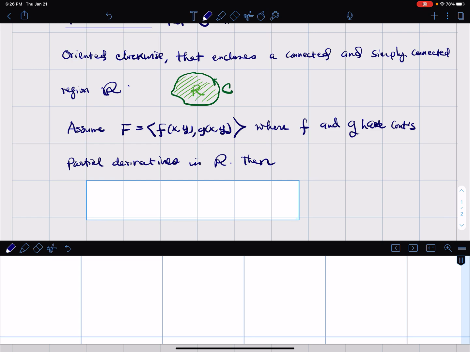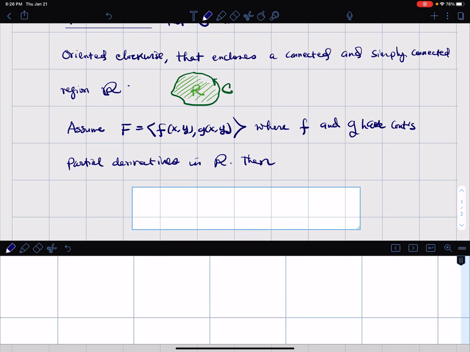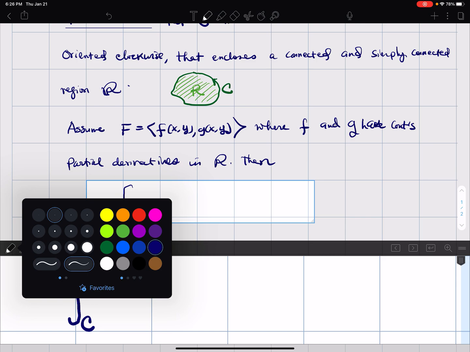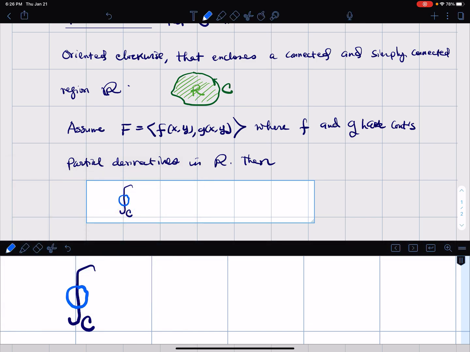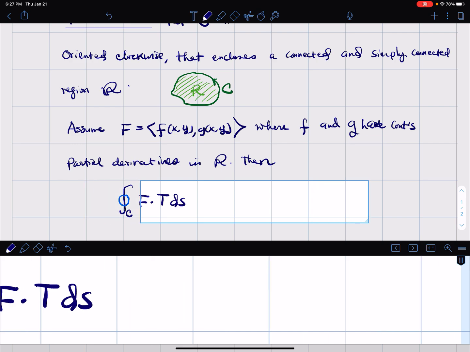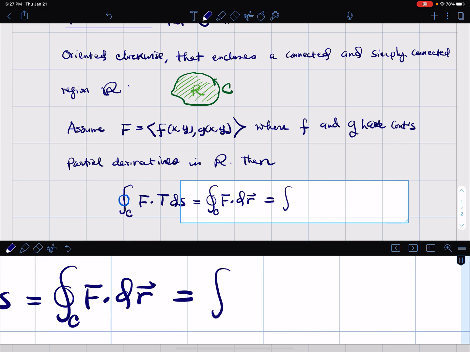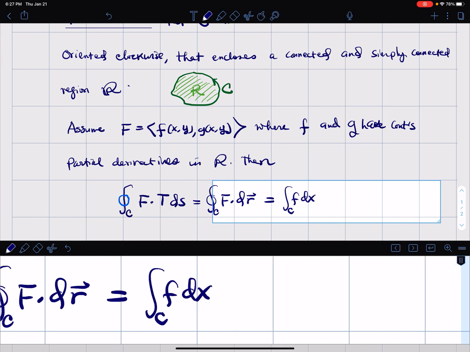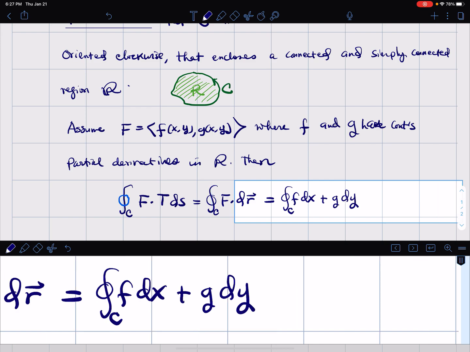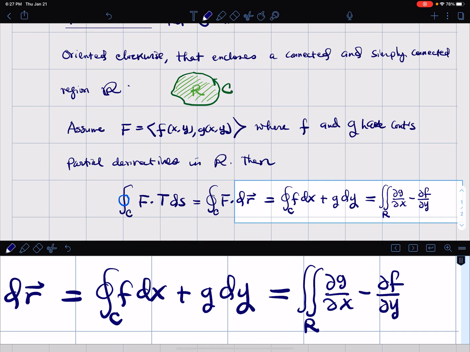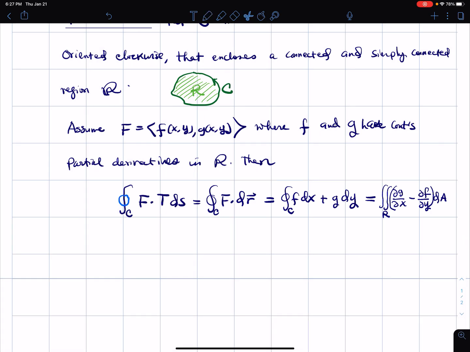Then we have Green's theorem. Green's theorem states that the line integral along C, and it's a closed curve, so we can put this notation here, which is F dot T ds, which we can also write as F dot dr, which we can also write now as f dx plus g dy, is equal to the double integral over R of dg dx minus df dy dA. All right. So this is Green's theorem.